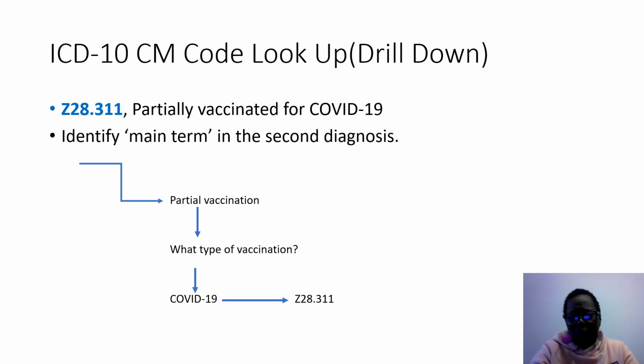Z28.311. However, we're still going to follow the same methodology of trying to locate our ICD-10 code in our coding manual. But instead, we're going to go with partial vaccination, right? What type of vaccination? Again, because there are other vaccinations, we're going to go down to COVID-19, which again represents the partial vaccination. And then it should take us to our ICD-10 code Z28.311.